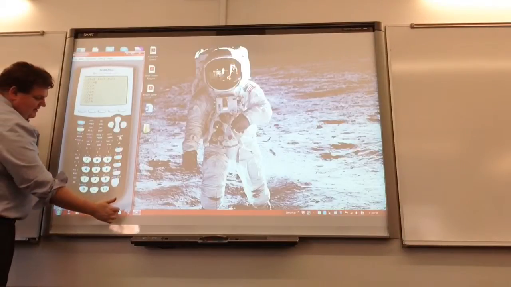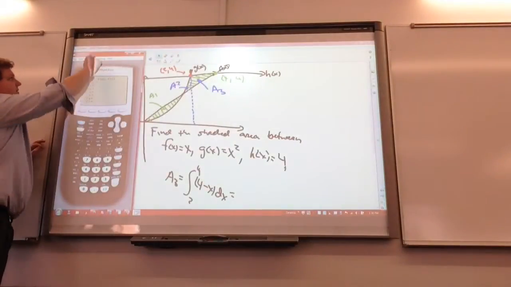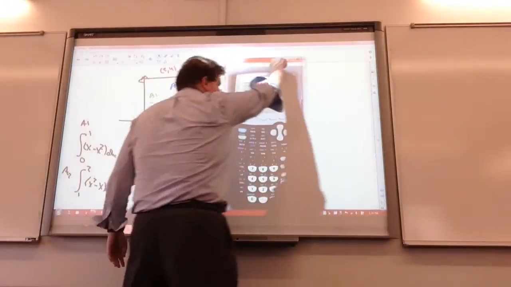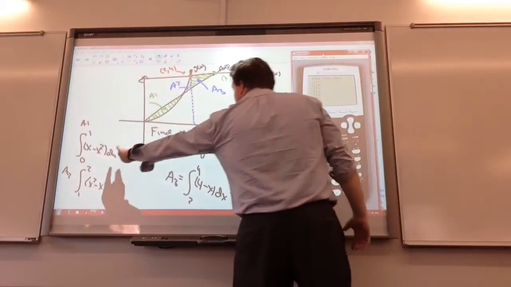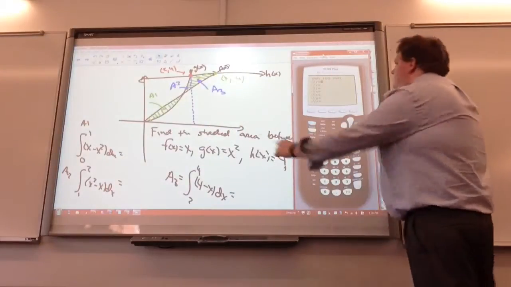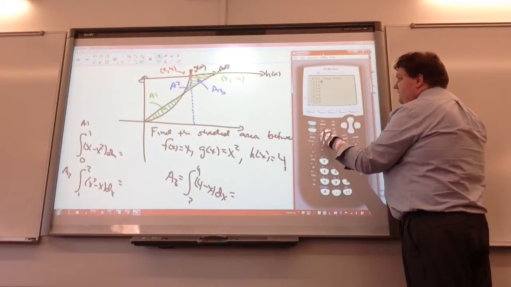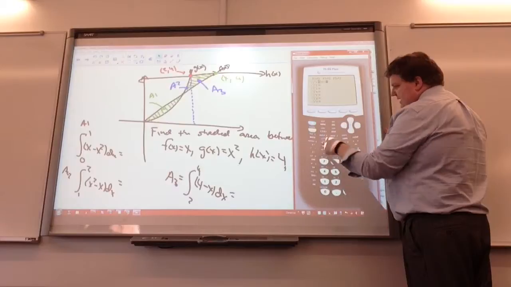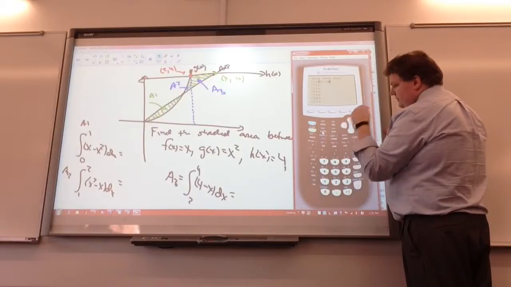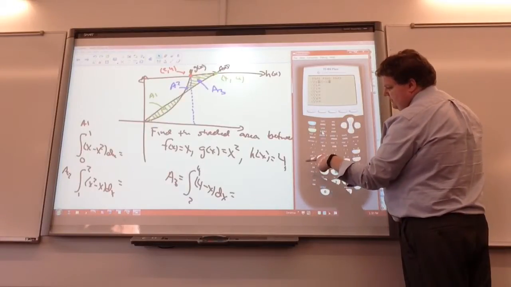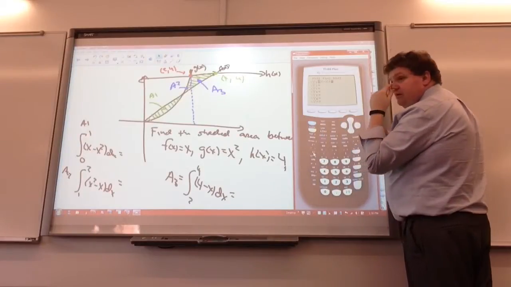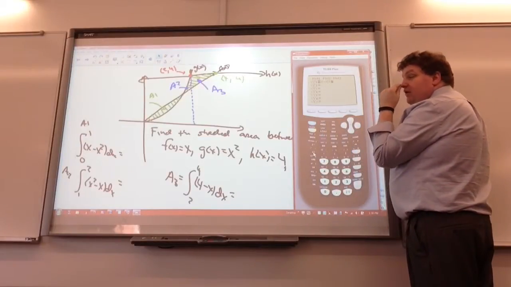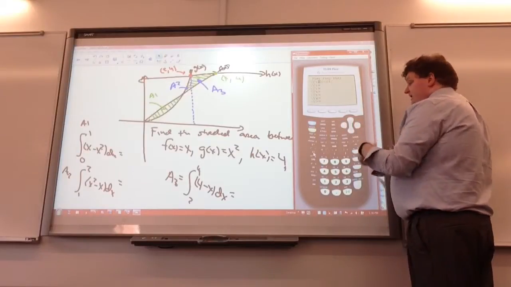Okay. But how this would work here, okay? We would just enter these integrals in exactly as they appear. So this first one, x minus x squared, I would graph that exactly as it reads, x minus x squared. How do I figure that out? Okay, I'll explain that in 1 second. Let me just finish this out, okay?